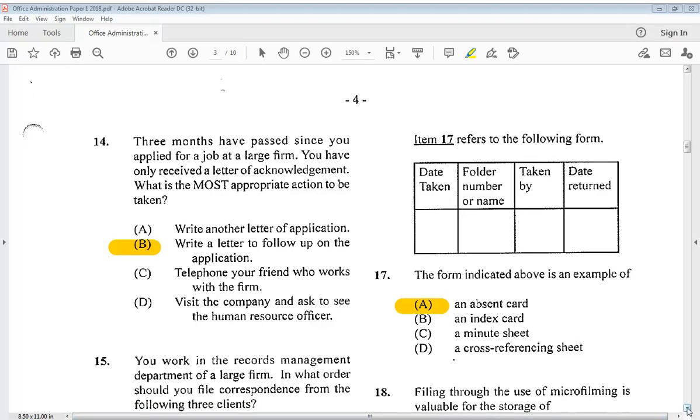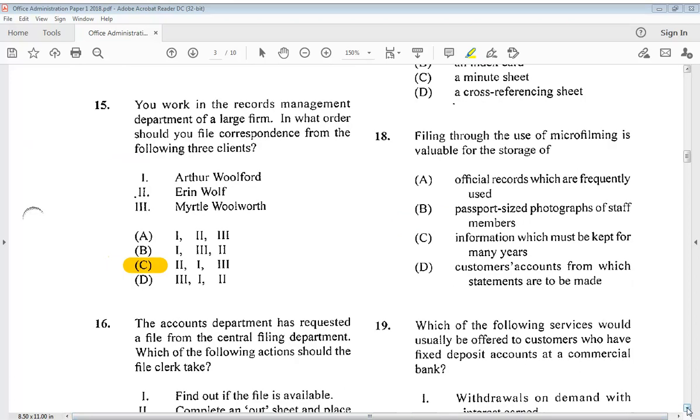Let's go to number 18. Filing through the use of microfilming is valuable for the storage of A, official records which are frequently used, B, passport-sized photographs of staff members, C, information which must be kept for many years, or D, customers' accounts from which statements are to be made. Which would be your answer? So, microfilming, we know that would be information which must be kept for many years. C.